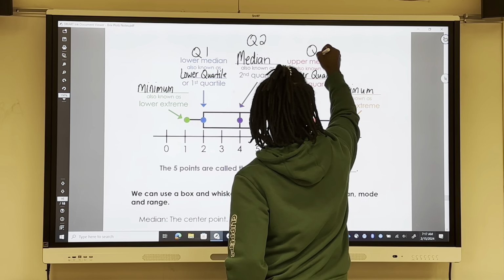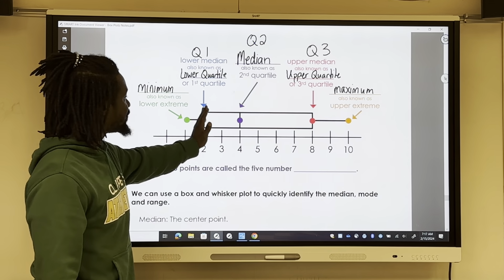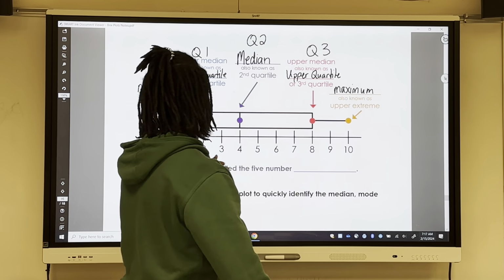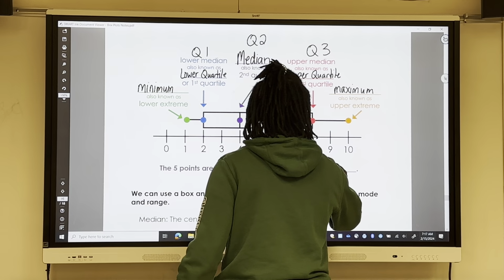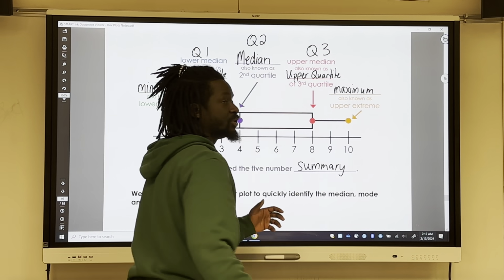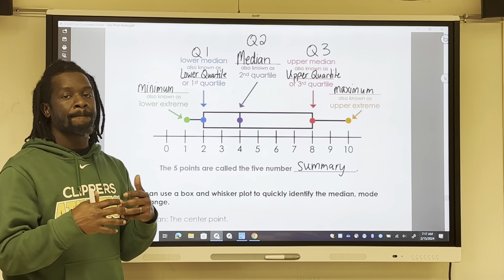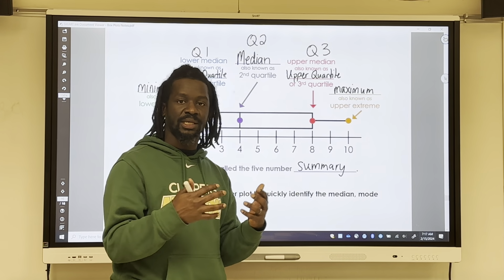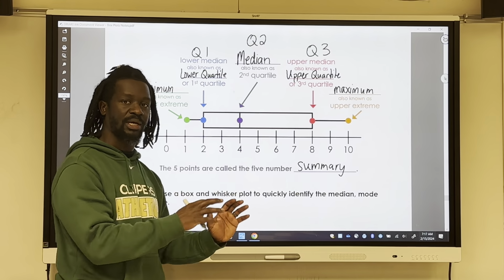And that is also known as Q3. Okay. And so you have these 5 points, and sometimes they're called the 5-number summary. Again, these points are just kind of summarizing what the information is, or our set of data. Okay, so it's just a summary, just a snapshot, just a picture.